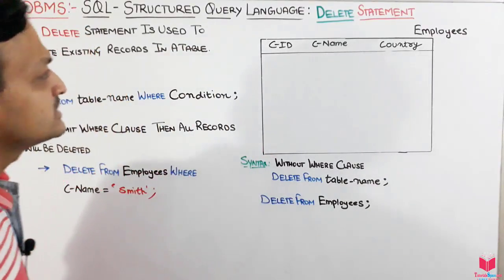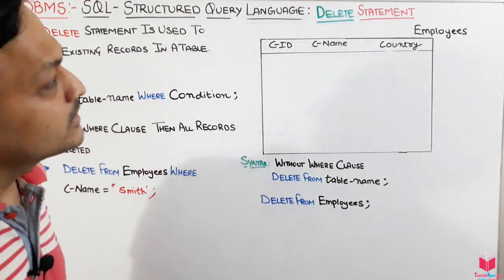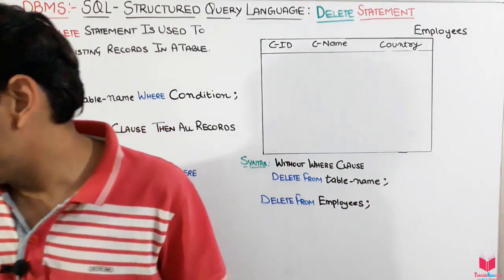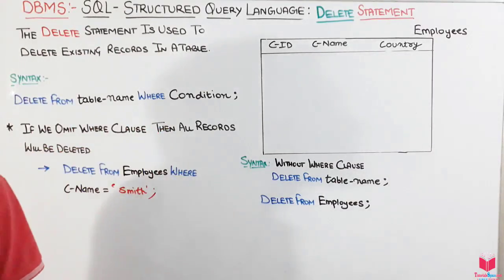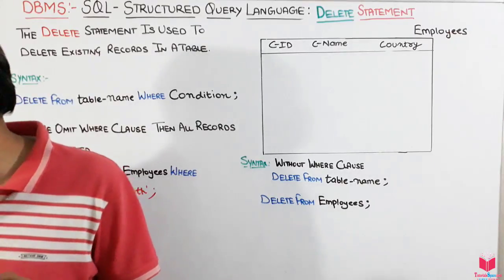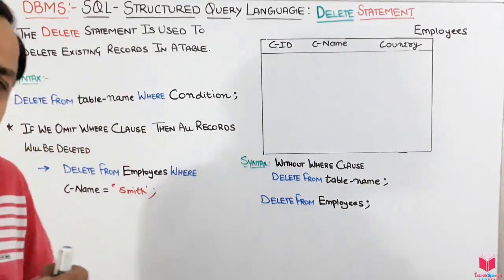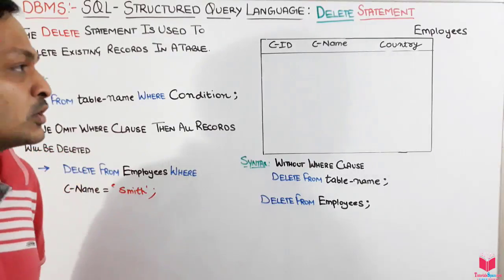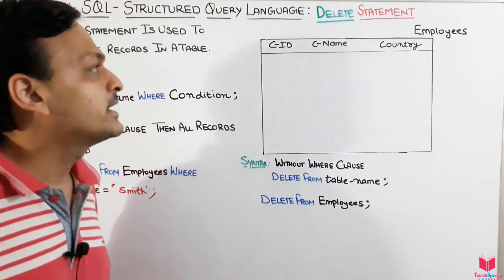Okay guys, so this is all about the delete statement. In the next session we will do select top, where we will cover top, limit, fetch first, and row number. Basically, these are the clauses on that basis. So we will do that.